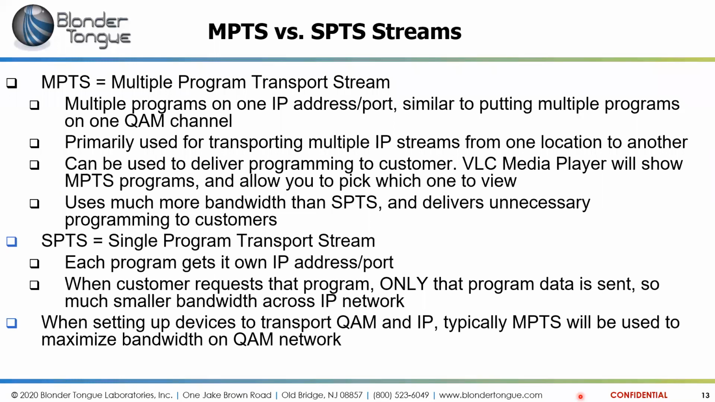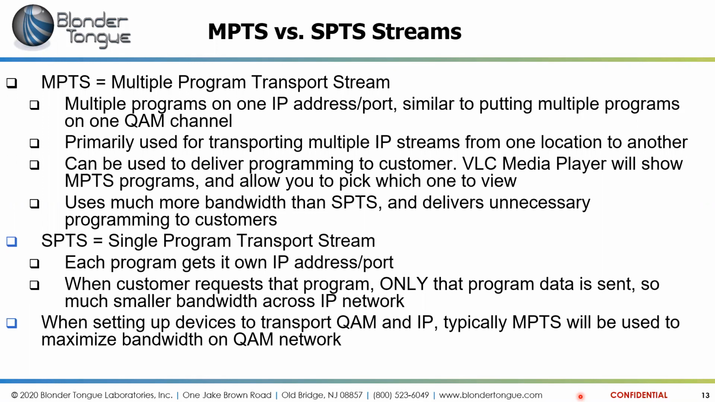Primarily, MPTS is used for transporting multiple IP streams from one location to another. So if you've got two different head ends and you have antennas at only one location, you're sending local content over to the other head end. You would do that with MPTS just to minimize the number of streams you have to send across. It can also be used to deliver programming to the customer. The VLC media player will show multiple program transport streams and allow you to pick which one to view.